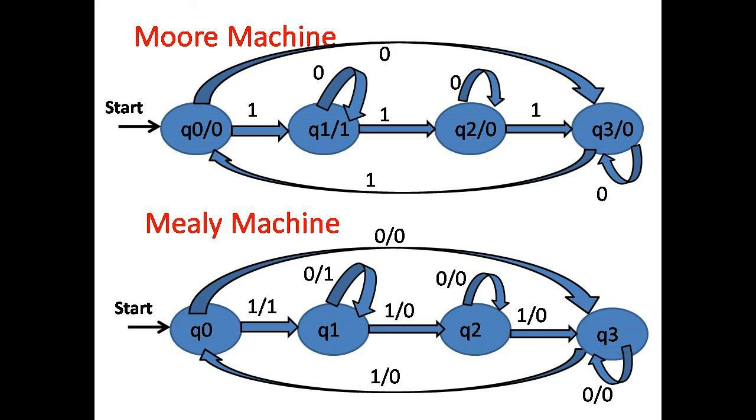Here, the output is associated with the transition. That is, it depends on the state making the transition as well as on what input the transition is on. Thus, for the Moore machine, the output sequence contains one more symbol than the input sequence, while the Mealy output sequence contains exactly the same number of symbols as the input sequence.